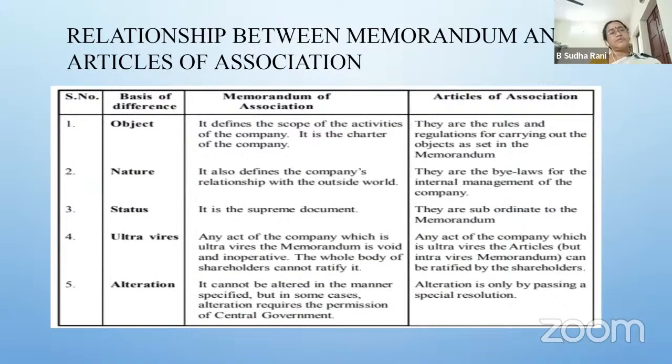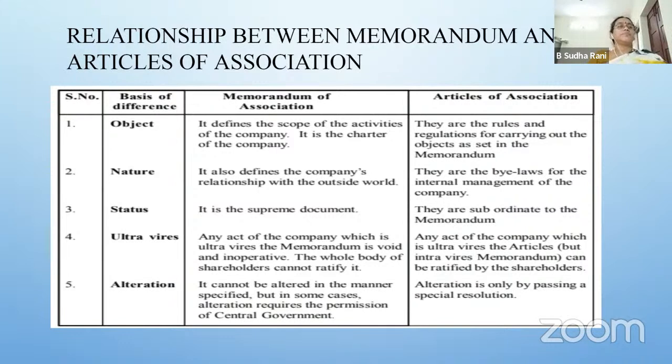Let us see the difference between the memorandum of association and articles of association. Memorandum of association is said to be the primary document of a company, whereas articles of association is said to be a secondary document of the company. The object of a memorandum of association is to provide the primary information required by the stakeholders. The objective of articles of association is to provide information required for internal management, that is, rules and regulations for internal management. So the memorandum is for external and the articles is for internal management.